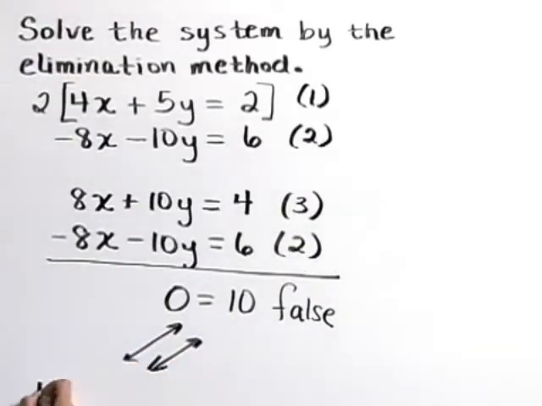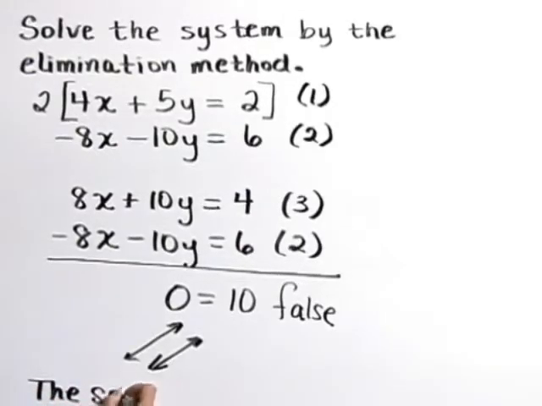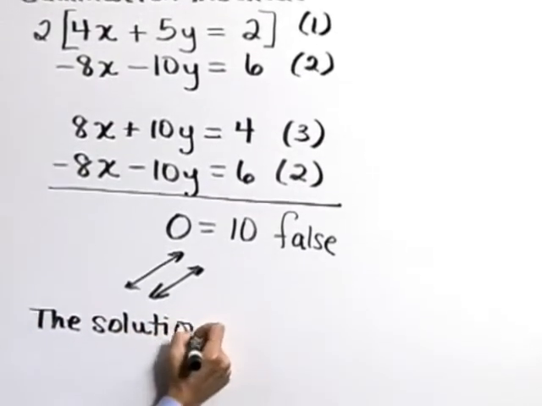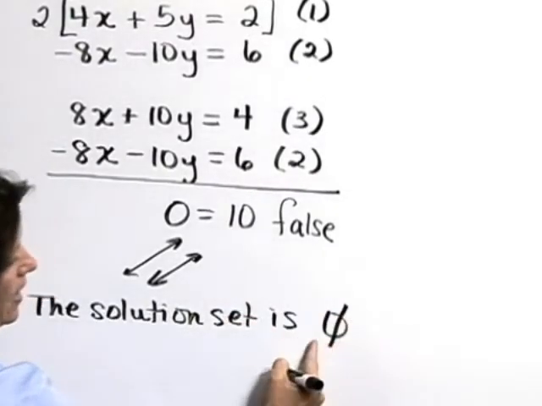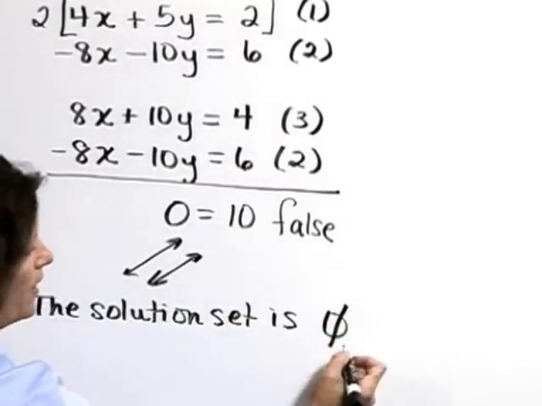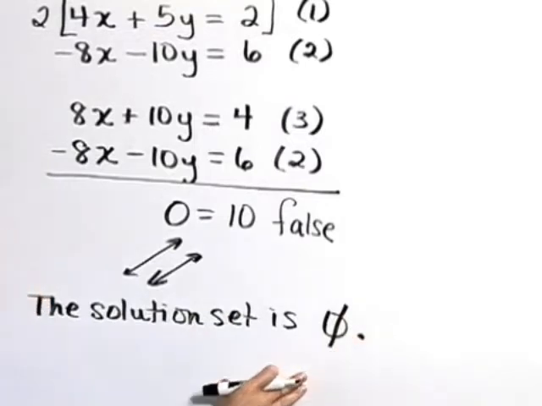Let's summarize by saying that the solution set is the empty set. You might also say it's the null set, meaning that there is no solution to this system.